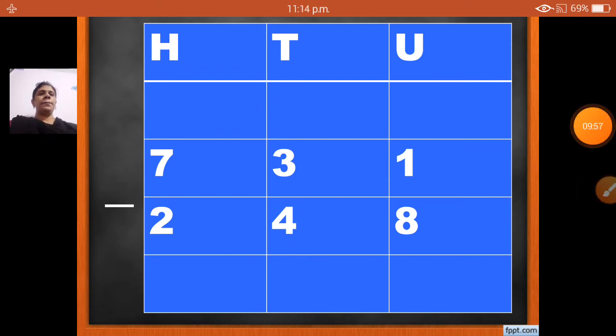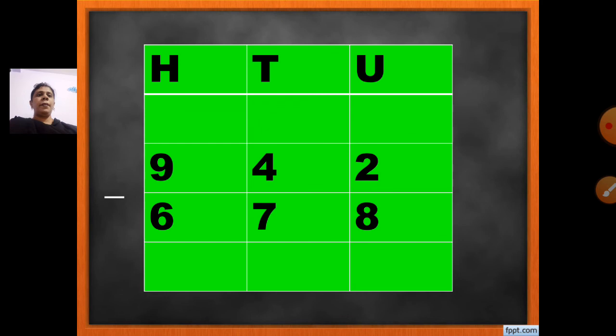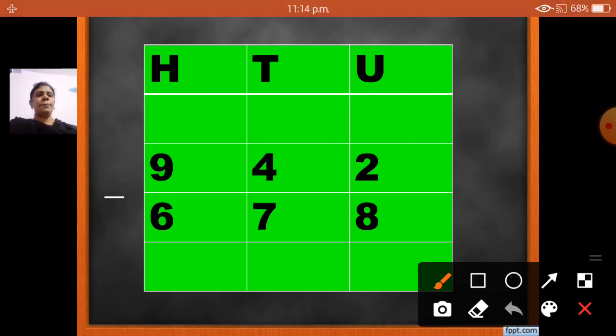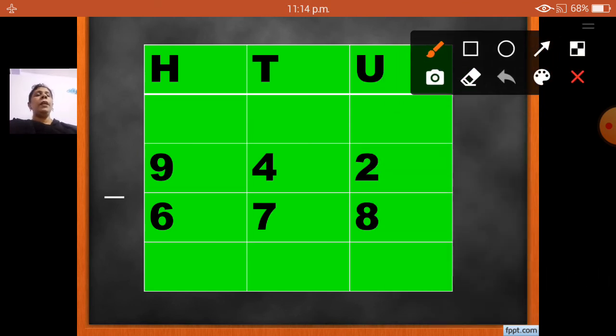So now children, let us move to the next sum. Now numbers are arranged according to their place value, that is H, T, U column. Okay, what are the numbers? 942 and 678. So let us start subtracting. Okay. Now 2 minus 8. Now 2 is a smaller number and 8 is a bigger number. So what we will do is, we will cut this 2 and we will make it as 12.